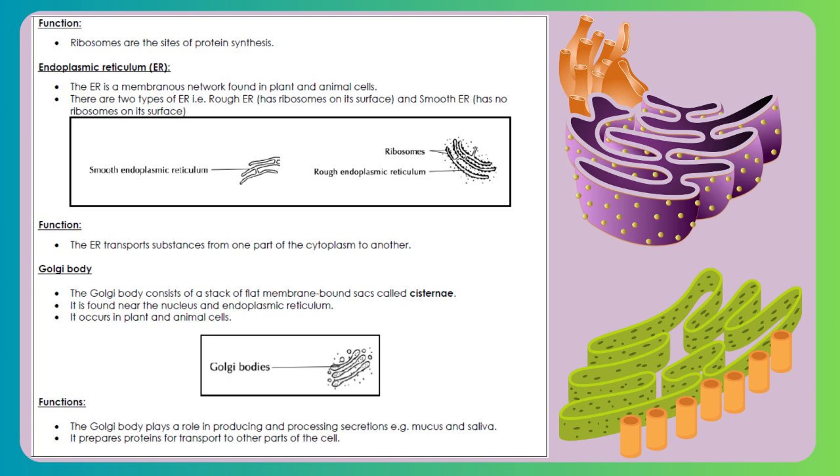Golgi body. The Golgi body consists of a stack of flat membrane-bound sacs called cisternae. It is found near the nucleus and endoplasmic reticulum. It occurs in plant and animal cells. Functions. The Golgi body plays a role in producing and processing secretions, e.g. mucus and saliva. It prepares proteins for transport to other parts of the cell.